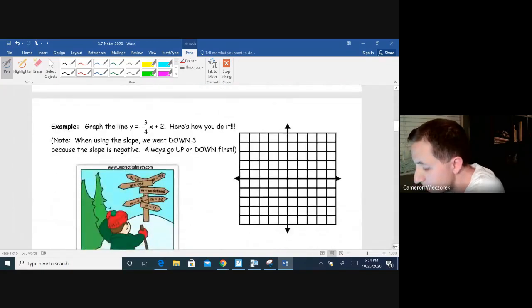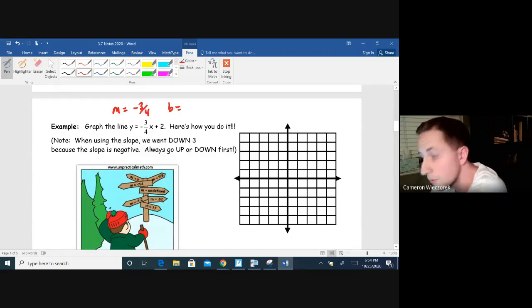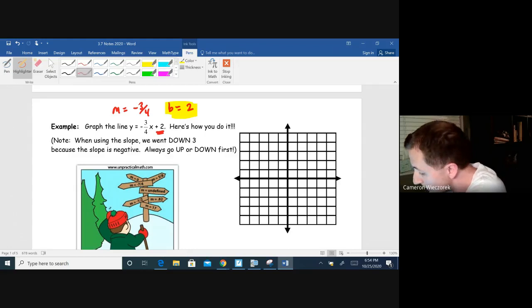It says graph the line y equals -3/4 x plus 2. First thing I'm going to identify is what's the slope and what's the y-intercept. The slope is the one that's stuck next to the x, that's the -3/4. The y-intercept is the constant that's added on to the end, in this case, +2. So the first thing I do is I plot this y-intercept. I'm going to go to the y-axis, and I'm going to put a dot at +2.